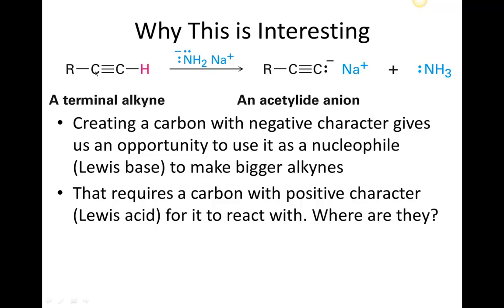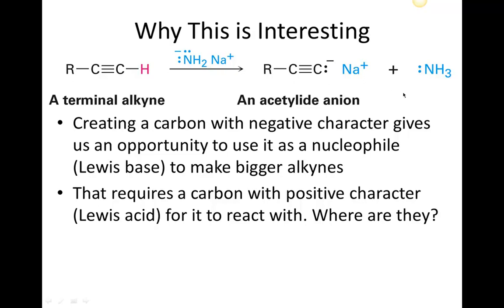So if it's inside of the chain, there's no hydrogen. Okay, it has to be at the end of the chain. Then it has this hydrogen with this bond that, when it breaks, can better help stabilize that negative charge. And so we can do an acid-base reaction and make this anion.